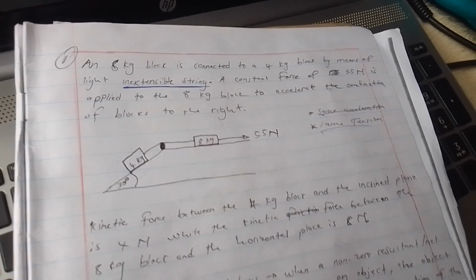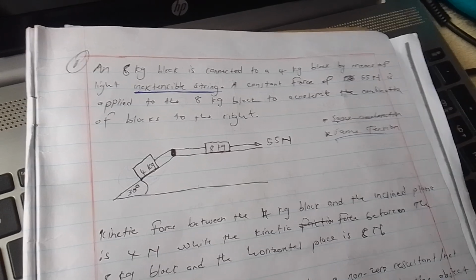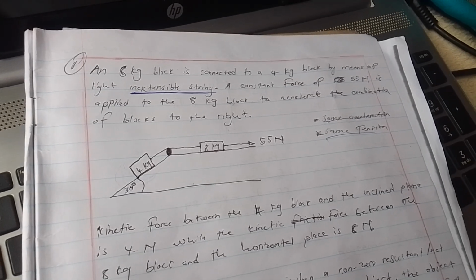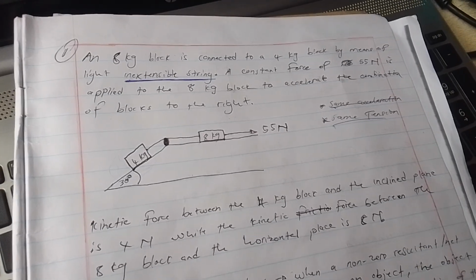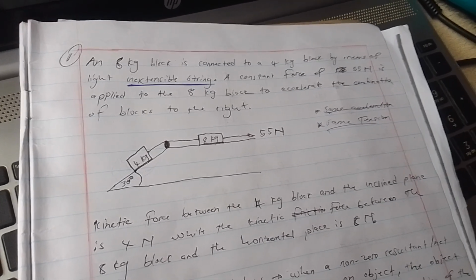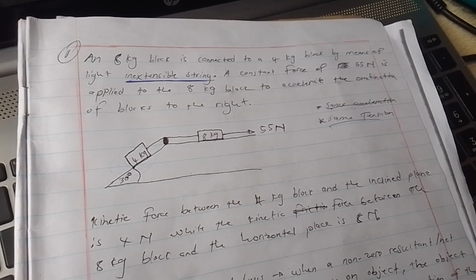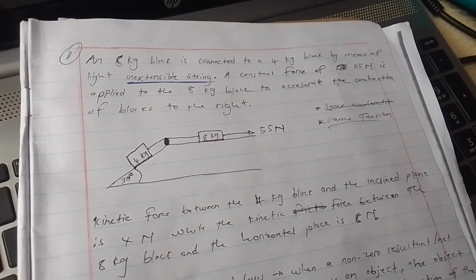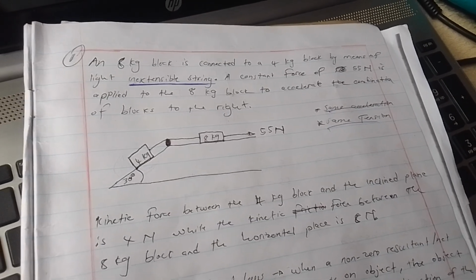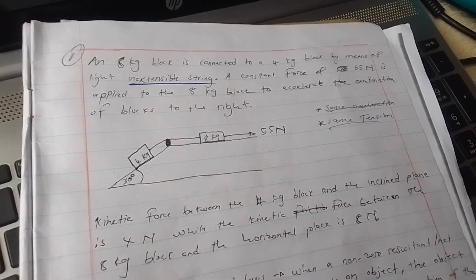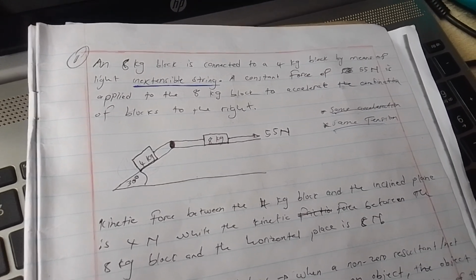An 8 kg block is connected to a 4 kg block by means of a light inextensible string. A constant force of 55 newtons is applied to the 8 kg block to accelerate the combination of blocks to the right. So there is our diagram of the 4 kg block on our inclined surface and our 8 kg block on our horizontal surface. The 55 newtons is applied to accelerate the combination of blocks to the right, which means the combination of blocks is going to the right.